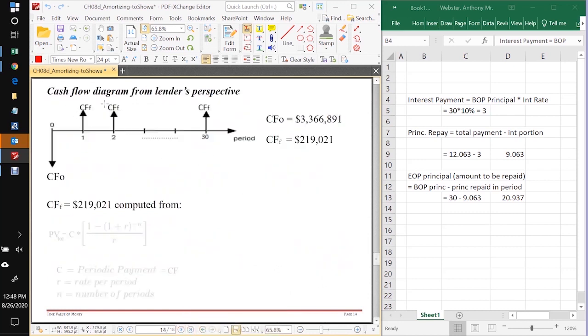So here's our cash flow diagram. This is clearly from the lender's perspective, right? Big negative cash flow for the lender initially, and then they're going to enjoy a series of uniform payments going out for 30 years, okay? And that CF0 is equal to 3,366,891, okay? And then we can compute the uniform payment, okay, which is up here.